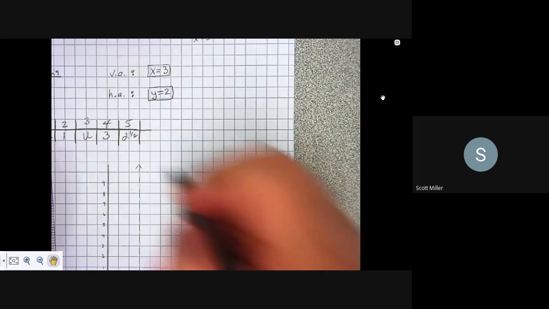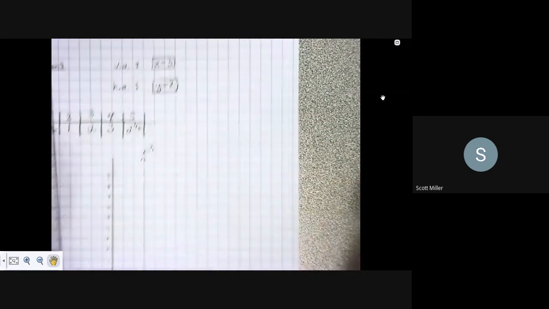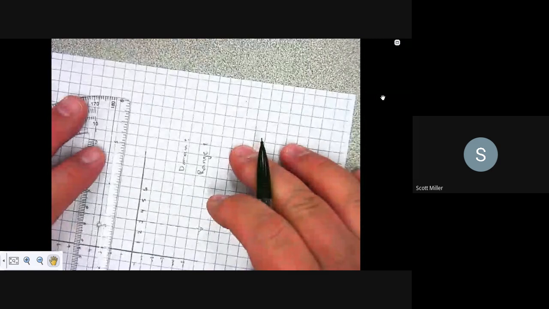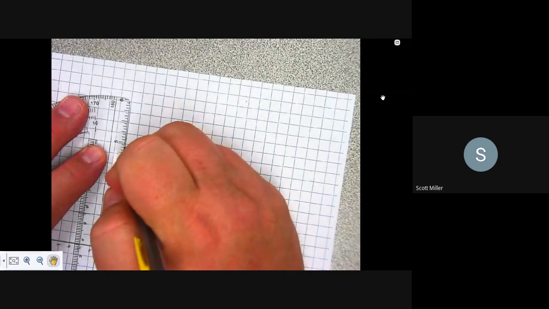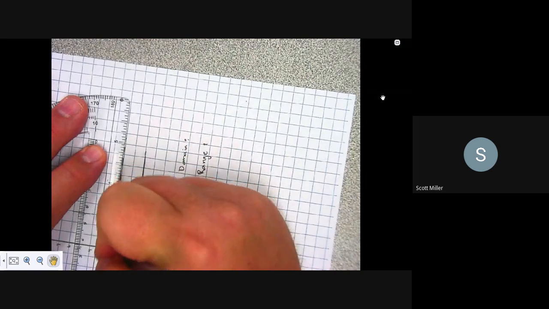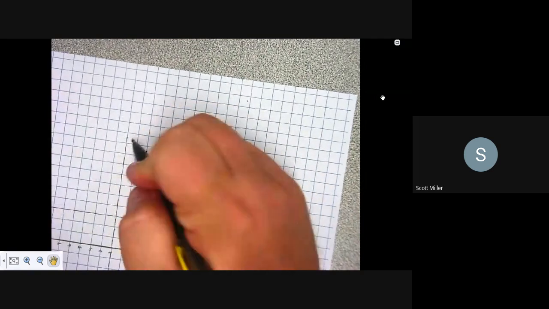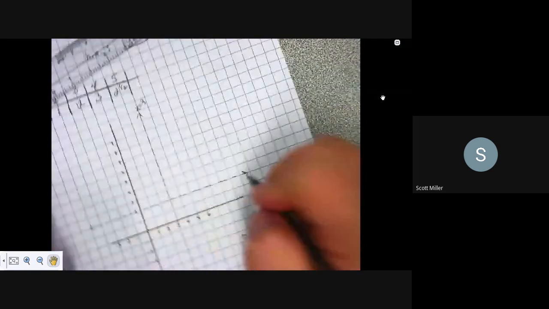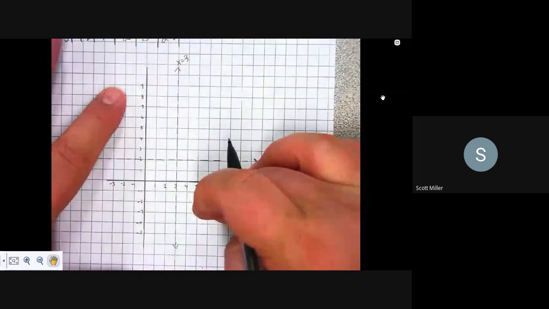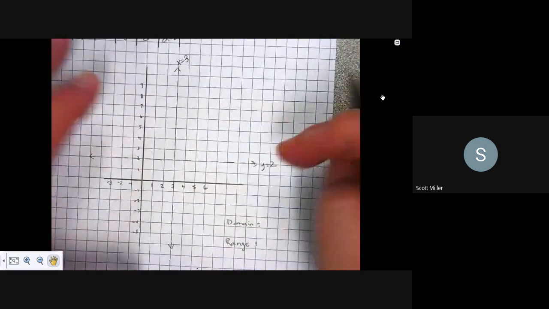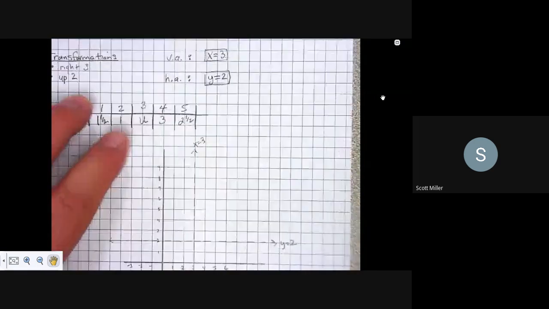So there's my dotted line. This is x equals 3. Then we'll do 1 and 2 for the horizontal. Label that, y equals 2. And what it does is it shows you that you have these 4 little areas that the graph is going to land in. And the table is going to tell you where those are going to be.